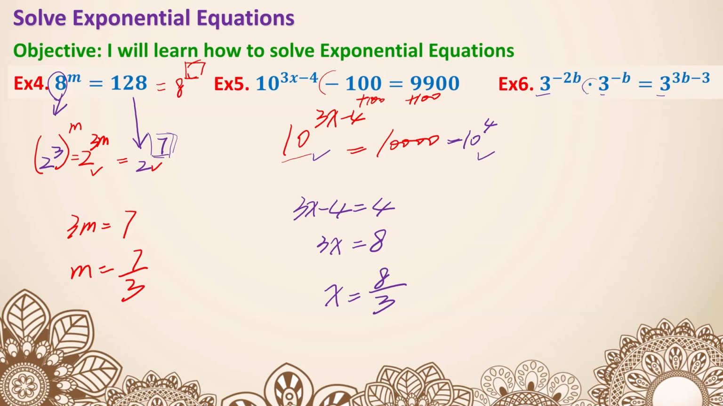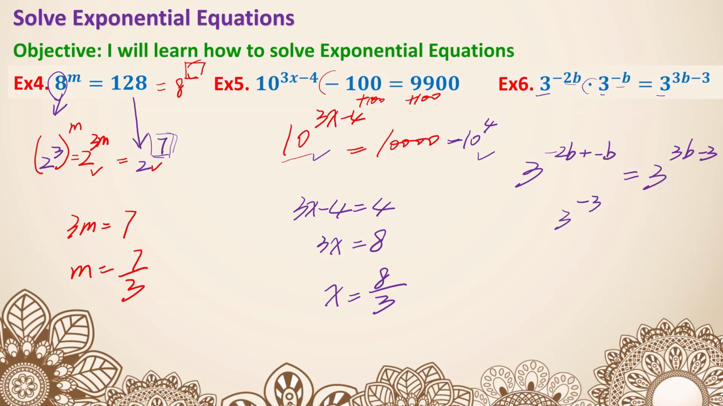Example 6, you may notice everything is already base 3, but the left side has a multiplication sign. So we're going to need to use the product rule to combine the exponents. Product rule means we're adding the exponents, so it's negative 2b plus a negative b on the left side. The right side is 3b minus 3. Let's simplify the right side.